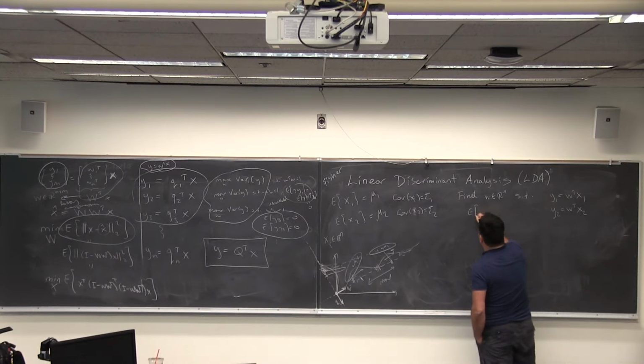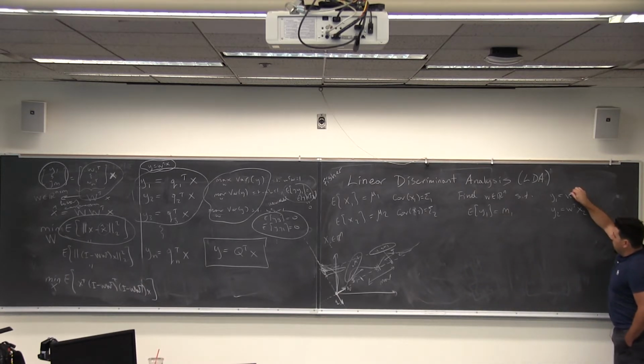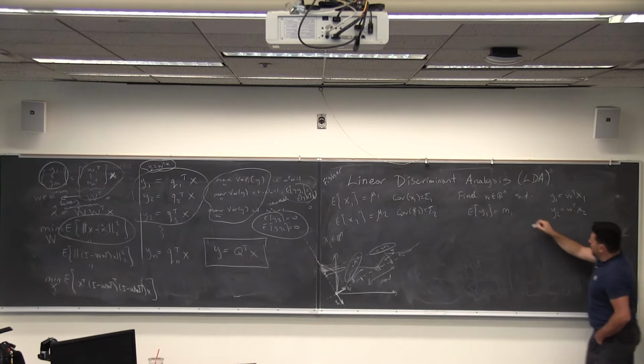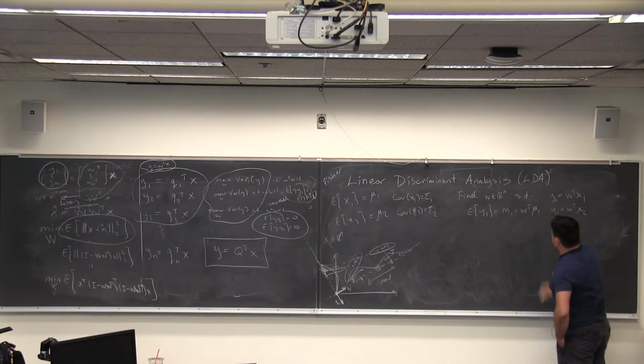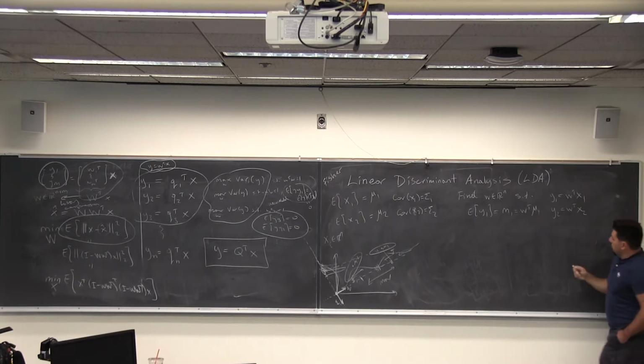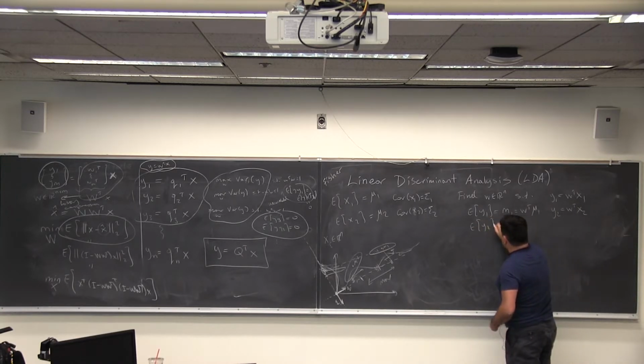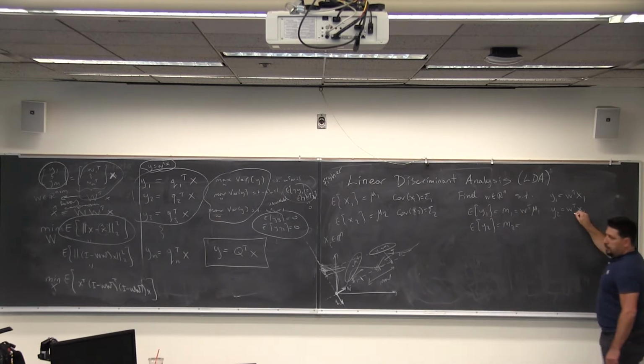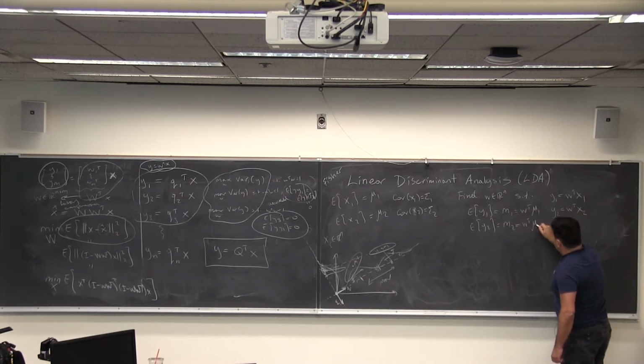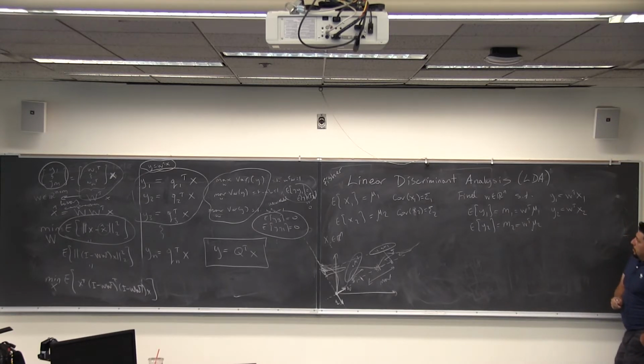He said, let's say the expected value of y1 is m1. So clearly m1 is equal to W transpose mu1. The expected value of y2, let's call it m2, is clearly W transpose mu2. And the variance of y1, like we had in PCA, is going to be W transpose sigma 1 W. The variance of y2 is W transpose sigma 2 W.